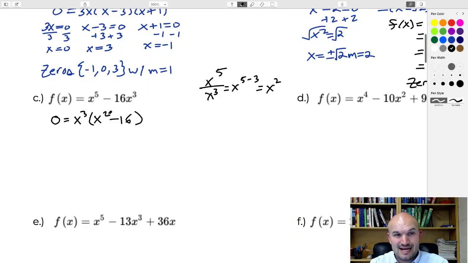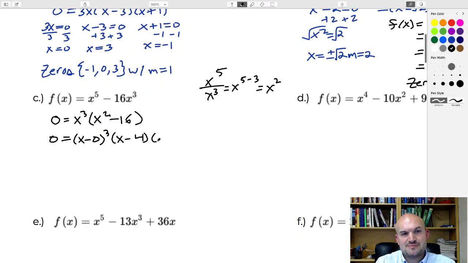This is not written as a linear factor. So I'm going to need to write this out, and sometimes you can write this as x cubed. If you want to understand the multiplicity, you could also write this as x minus 0 cubed. And this would be a difference of two squares, so that's x minus 4, x plus 4. You don't need to write it like that. You can leave it as x cubed.